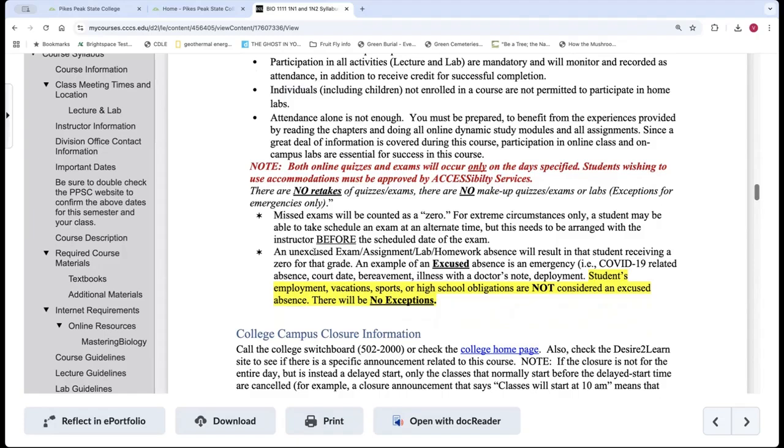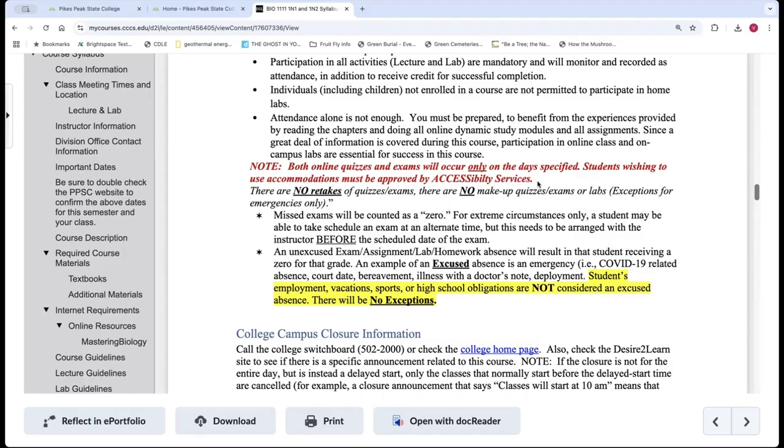Here is the missed exams, and we already went over what is an excused absence versus an unexcused absence. That holds true for your exams and the entire window of the exam, not just a day. If you have a court date on Tuesday, but the exam is open Sunday through Wednesday, that's not an excused absence. So to be clear.